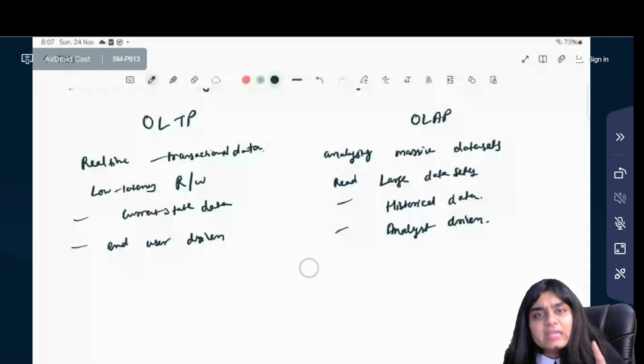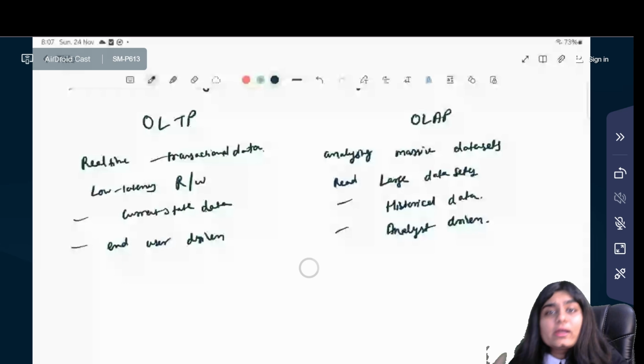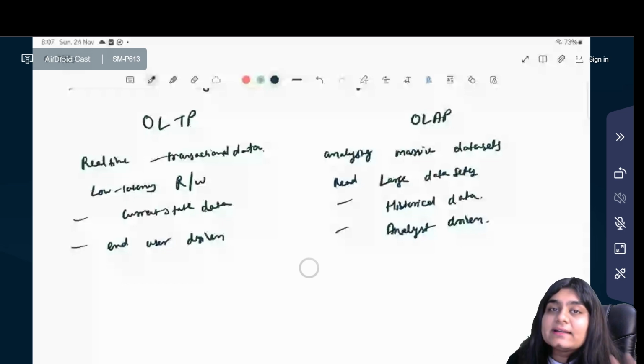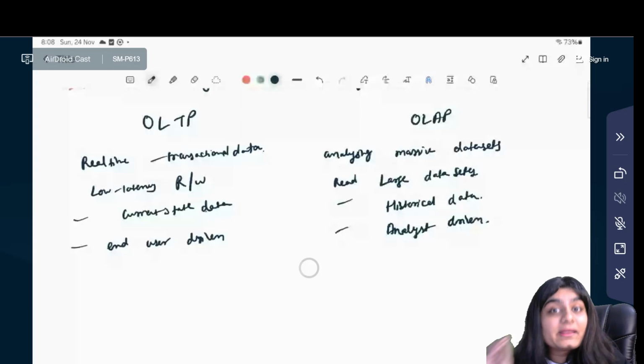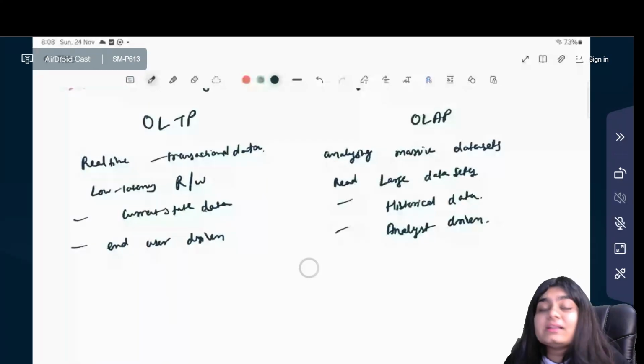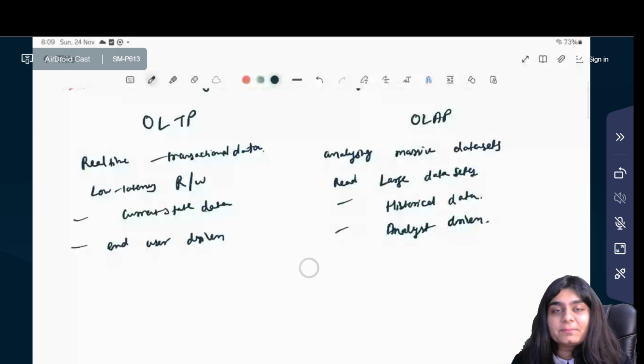Over the past few decades, the lines between OLTP and OLAP have become blurred. Modern systems often combine transactional and analytical workloads into a unified architecture. Companies are increasingly adopting hybrid models that allow them to process both transactional data and perform analytics without having to maintain two separate systems. Cloud technology, in particular, has made this easier by providing scalable and flexible data processing solutions. Okay, so that was all about OLTP and OLAP.